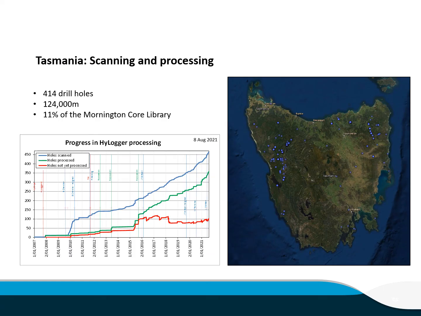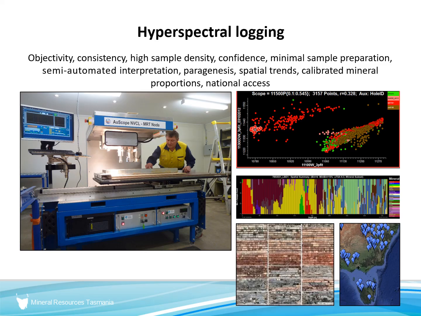So I think we've done 450 odd in Tasmania, all over the state. So we've done 11% of our core library. We'd like to do 100%, but we're actually getting more core in. The core is coming in at a greater rate than we can scan it. So we are probably going to stay at about 11% for some time. We've done 124,000 metres, 124 kilometres of core. I think the nation's done something like 20 times that. So there's a lot of information out there.